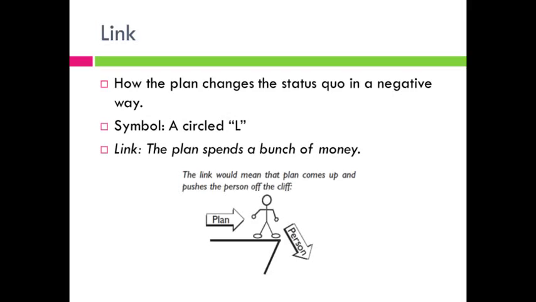Okay, so link. What is a link? Think back to when we talked about it previously. The link is how the plan changes the status quo in a negative way. So it's a circled L. The link in the spending DA is the plan spends a bunch of money. So what was the uniqueness again? Think about it. The uniqueness was the economy is high now and there's no new spending on the AF plan, okay? But the link is the plan spends a bunch of money.